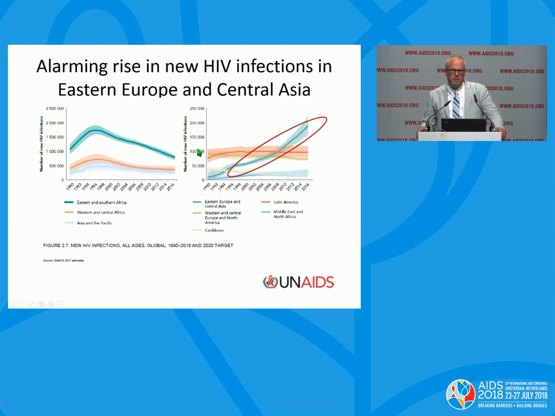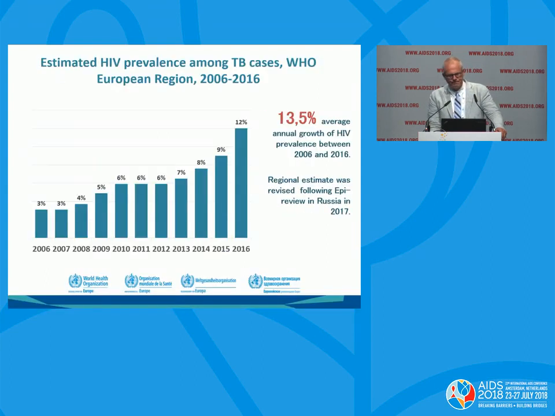This is a part of the world that remarkably still has a trend of new HIV infections, compared to every other region or continent of the world, and this continues to increase. As a consequence, it's not unexpected that there's a 13% average annual growth of HIV prevalence among TB cases from 2006 to 2016. These data are from the TB office at WHO Europe, who kindly provided them to me after an update of data from Russia recently.